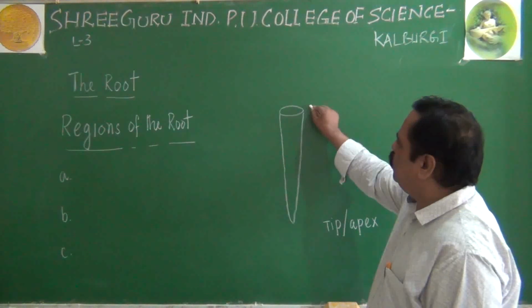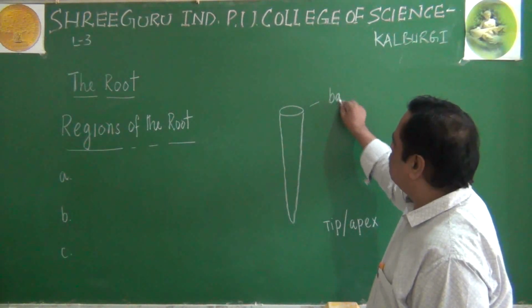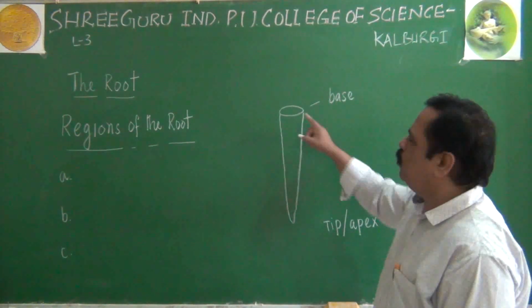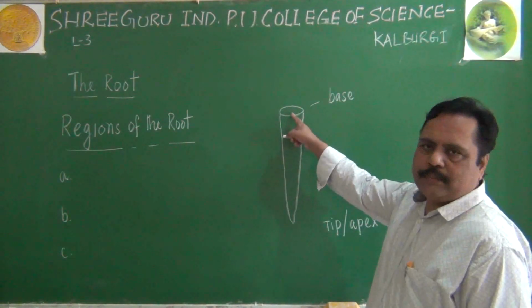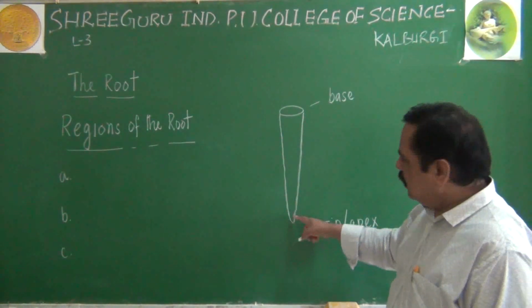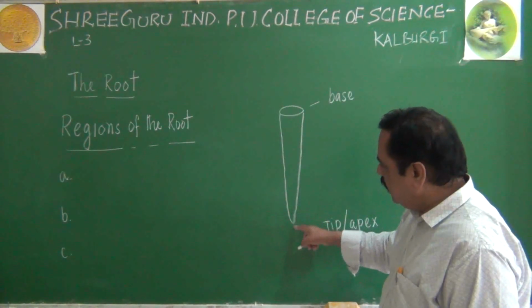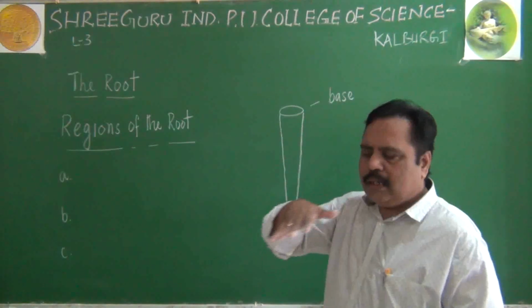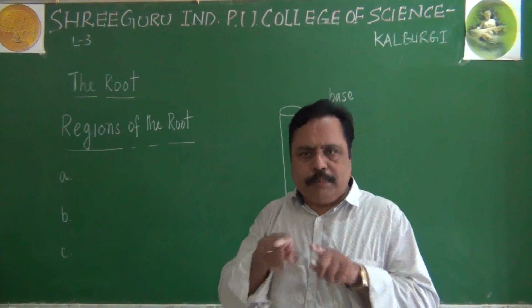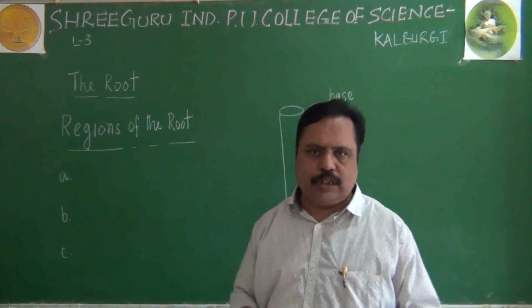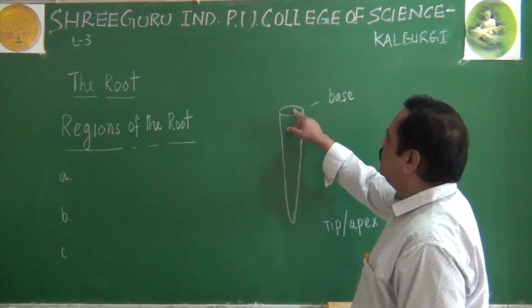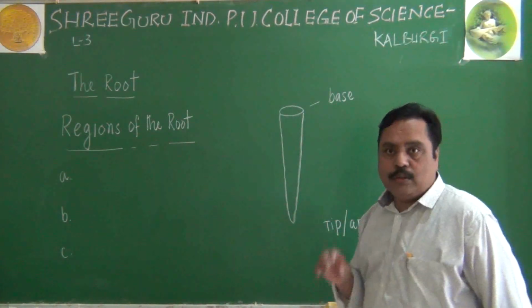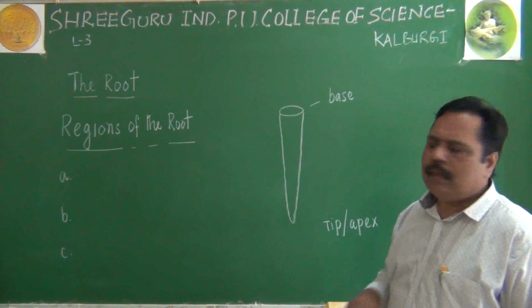This part of the root is known as base of the root, we can say. This is not the base. This is the tip, because the tip only is going to penetrate into the soil. Tip is helpful for penetrating into the soil. This is called the tip of the root. This is called the base of the root. Do you get the main point? Remember.